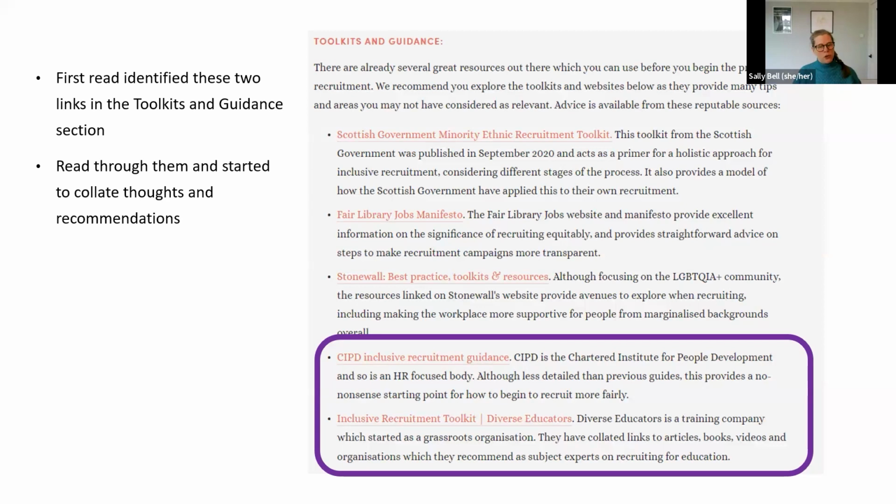So I had a good read through the CIPD guidelines and the section from Diverse Educators. And I started to collate some thoughts and recommendations, the common themes that were coming through, to consider how I can adopt those.